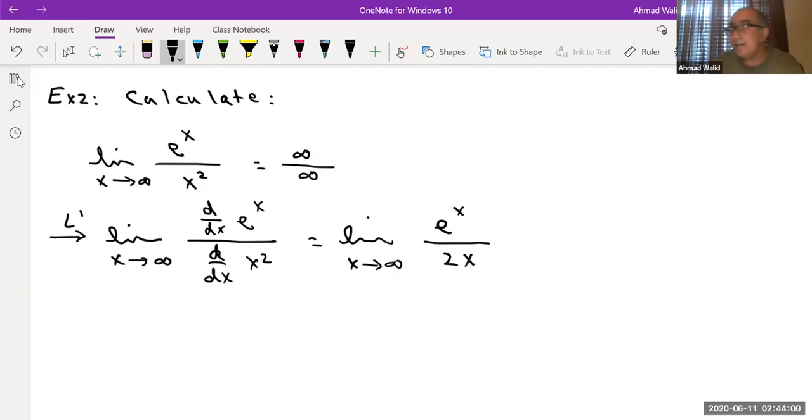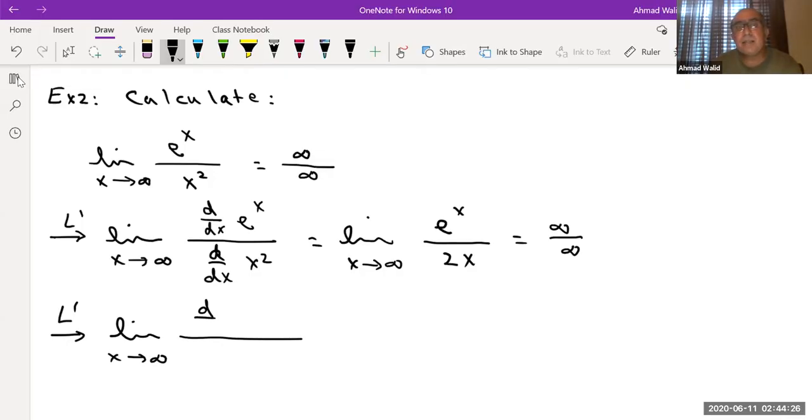Now, if you plug in, it's the time again to plug in. If you plug in infinity, it gives you again infinity over infinity. Then what to do? Again, do L'Hopital's rule. But which function? This one. Which limit? This limit. The limit of x approaching infinity, d/dx of e to the x over d/dx of 2x.